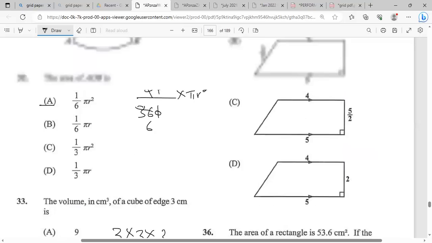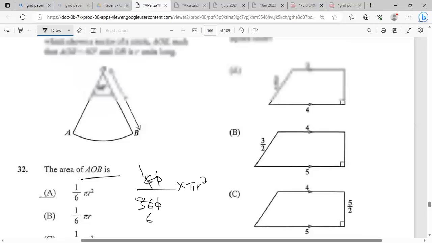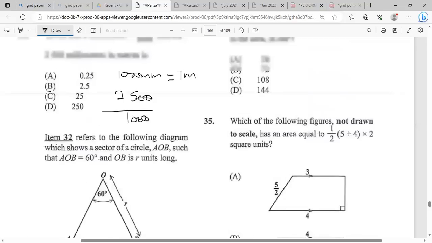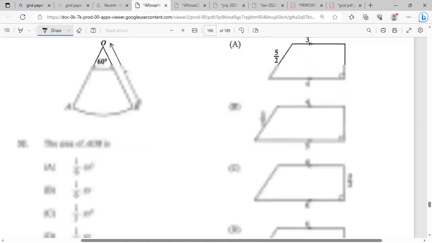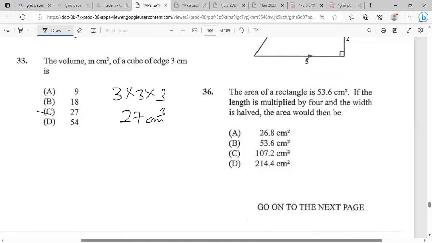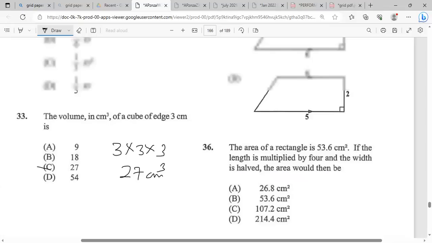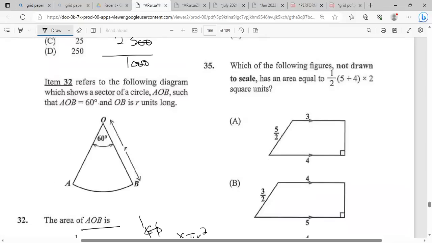All right, 20. Which number am I at? Let me see if I left off one. Okay, we're good. I'm saying 20 something, but we're actually at 30 something.